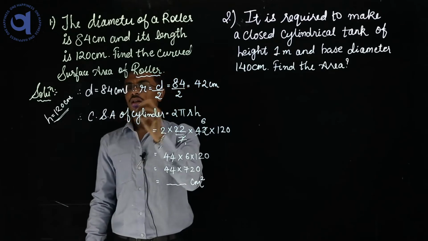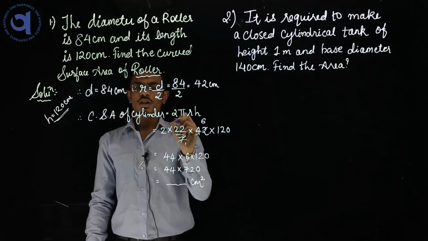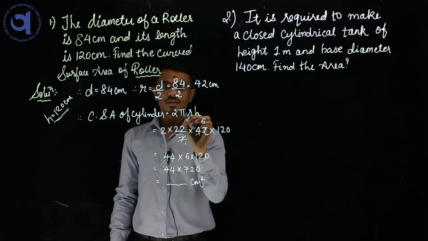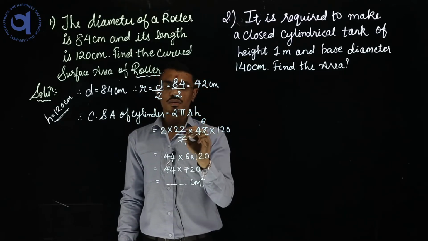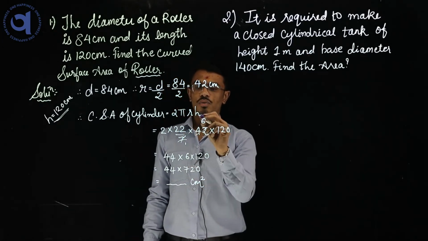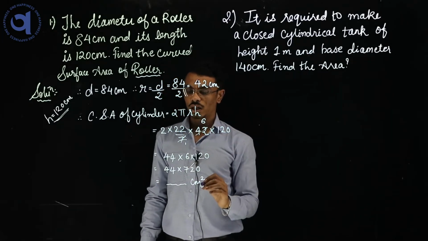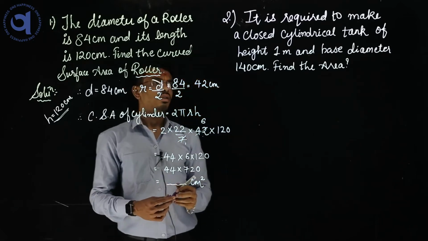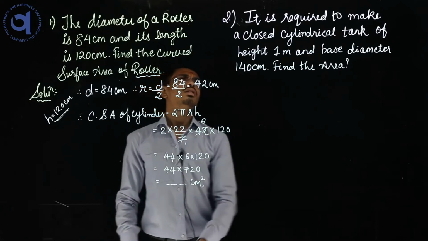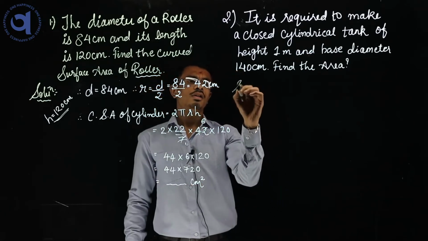What have we done? Let us see. Curved surface area of cylinder is 2 pi RH. 2 is as it is, in place of pi we put 22 upon 7. Radius is given as 42 and height is given as 120. Clear? Now another example related to this, that is question number 2.